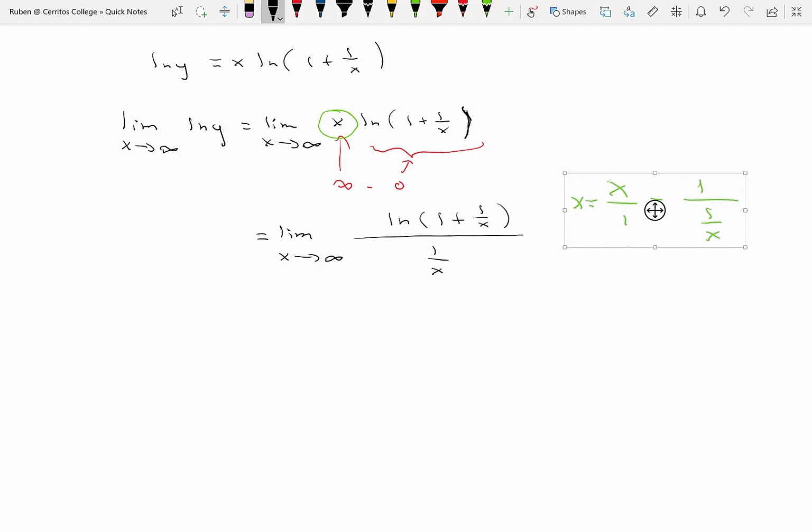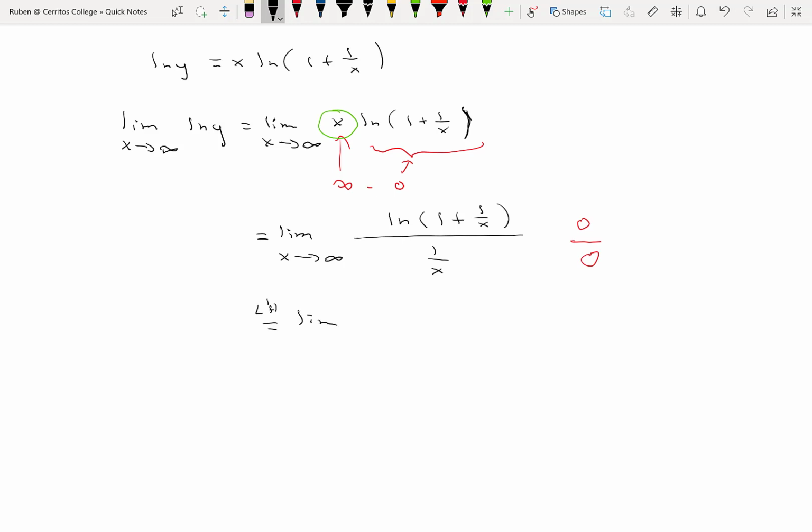I'm going to move this thing out of the way. All right. I'll get rid of it then. Okay, let's see what kind of form we have here. As x goes to infinity, 1 over x approaches 0. Log of 1 plus 1 over x approaches log of 1. Log of 1 is 0. In the denominator, 1 over x approaches 0. Now we can apply L'Hopital's rule. So we will, L'Hopital's at this stage.